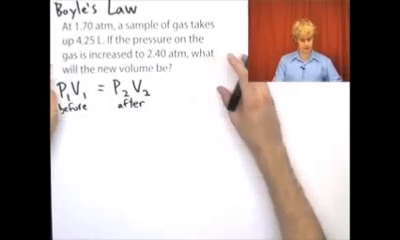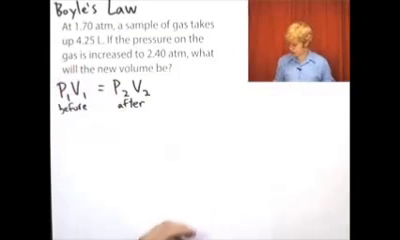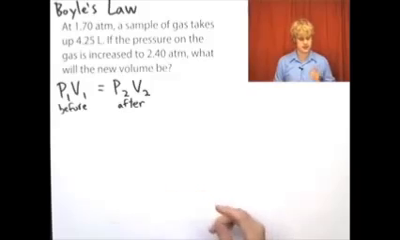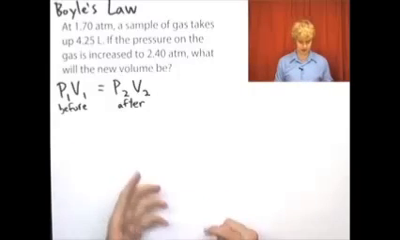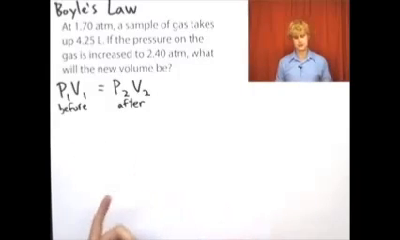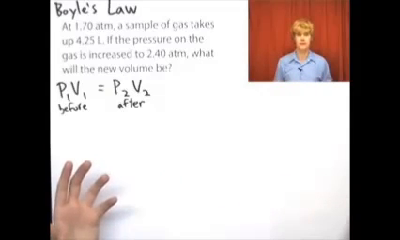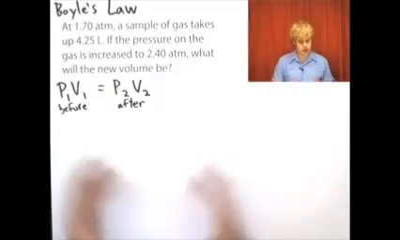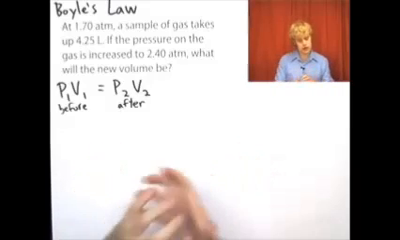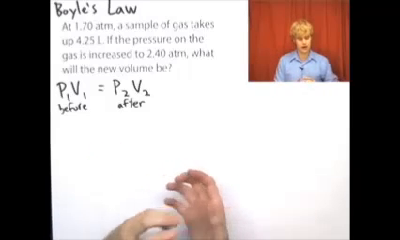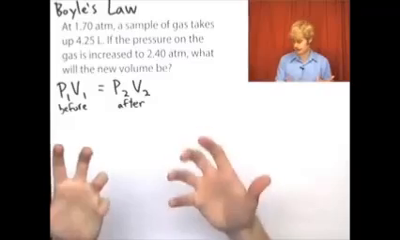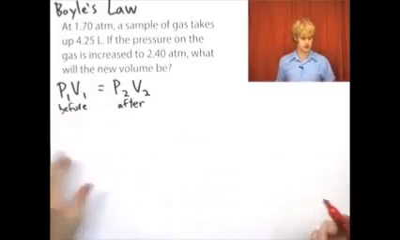Here is a sample problem. We say here at 1.70 atm, a sample of gas takes up 4.25 liters. If the pressure on the gas is increased to 2.4 atm, what will the new volume be? So as we said before, there's a change that takes place. We increase the pressure. We now want to look at the before of the gas and the after of the gas, and figure out which of these variables we need to solve for.